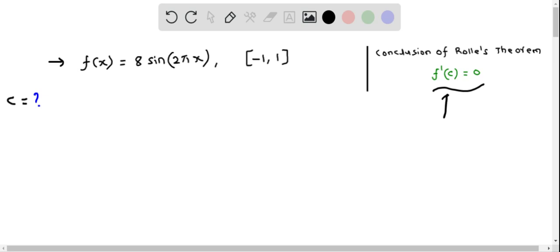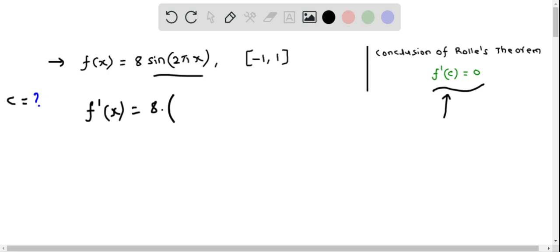To use f prime of c equals 0, we first have to find the derivative of f of x, which is f prime of x. I find the derivative by differentiating the right side expression, that is, the derivative of 8 sine 2 pi x. Since 8 is a constant, we can use the constant multiple rule. So we just put the 8 as it is and find the derivative of sine of 2 pi x.